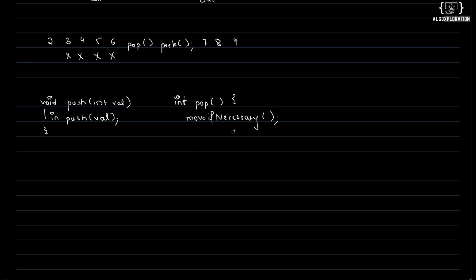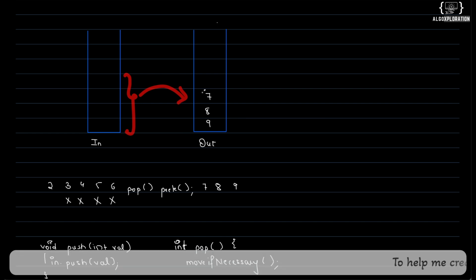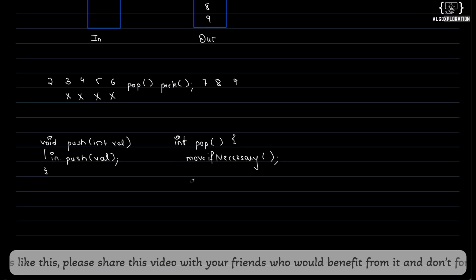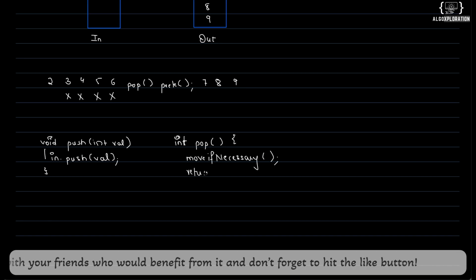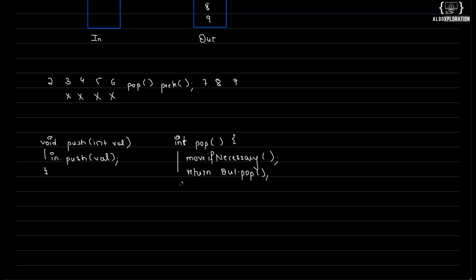Now what this function will do, it will check first whether the out stack is empty or not. If the out stack is empty, it will pop all the elements one by one from here and push them over here. And after that I need to pop the element which is present at the top of the out. So return out dot pop. Don't worry, we will discuss this function move if necessary. Now let's talk about peek as well.